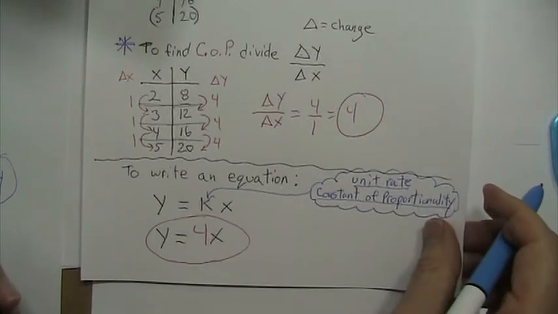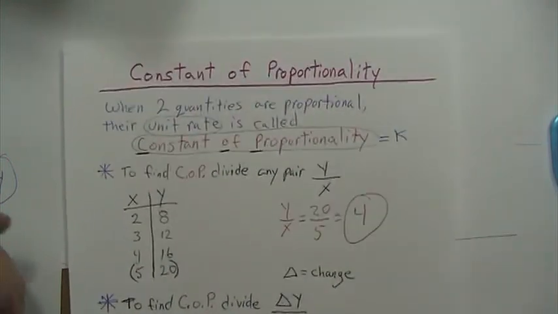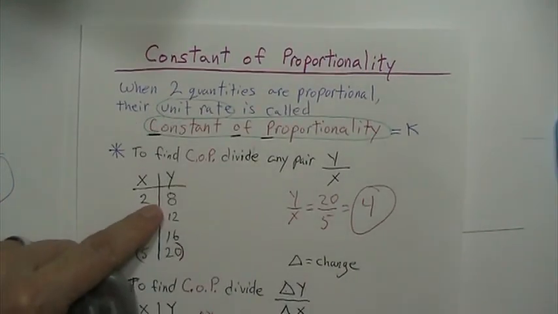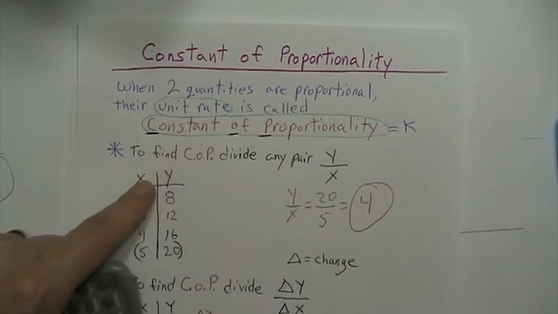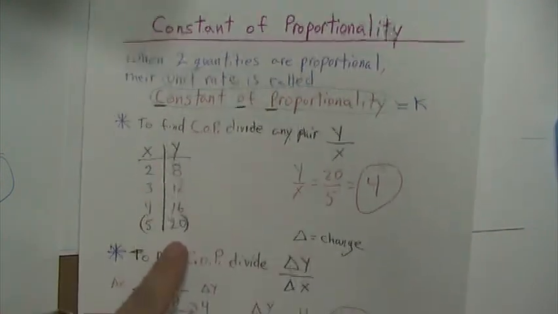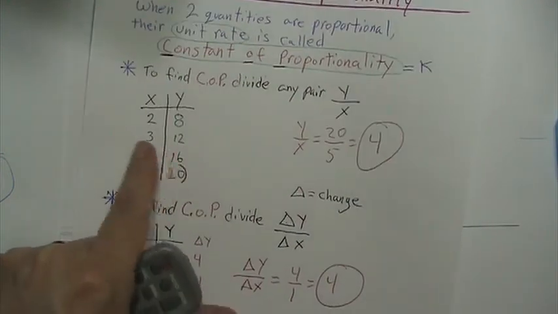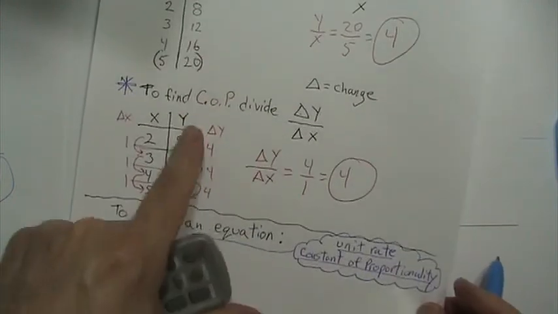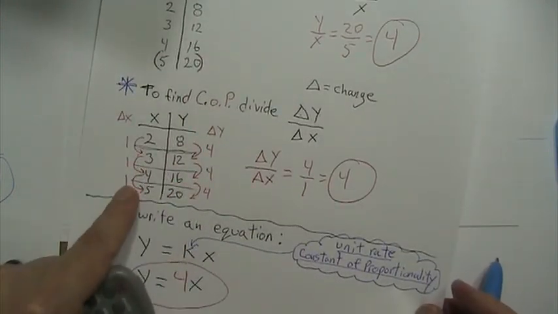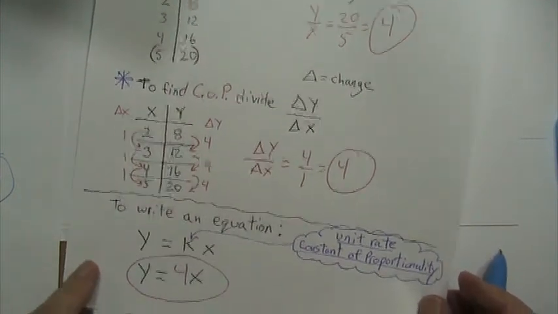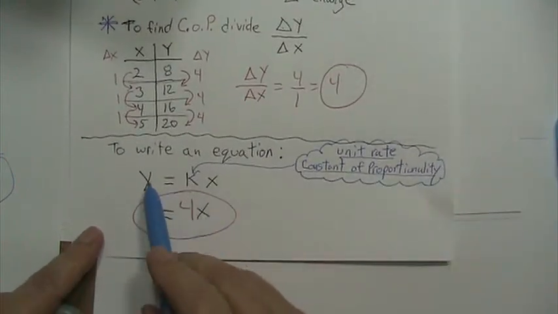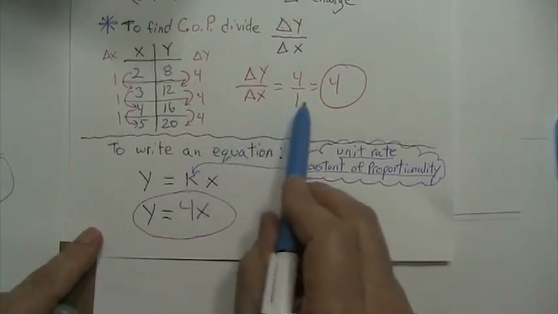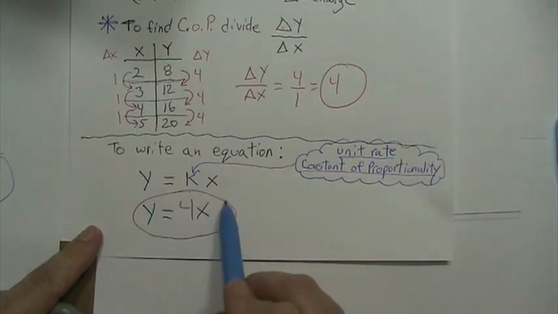So just backing up a little bit. What are we doing here? We're finding constant of proportionality, another name for unit rate. How do we do it? You can divide any y over x, any one, or you can find the change, how much it is changing, y over x. And to write an equation, you just say y equals whatever that number is, times x. And that is the equation.